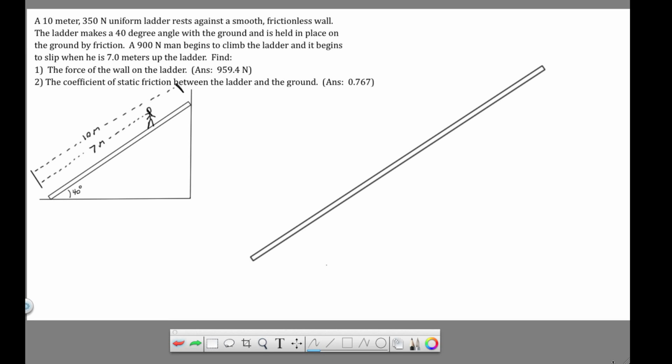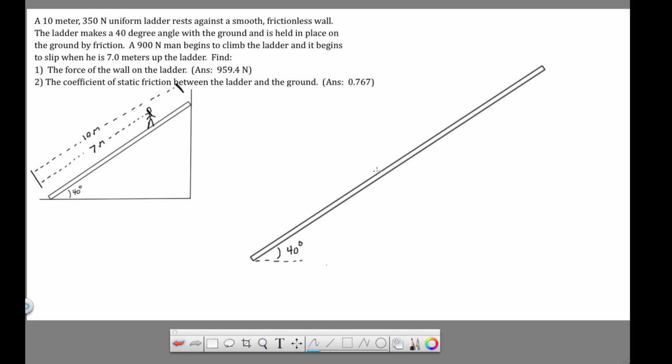All right, here we have a 10-meter ladder that's leaning up against a wall, and the angle that the ladder makes with the ground is 40 degrees. So off here to the left we have a diagram of the situation, and then here I just have a skinny little rectangle that we'll say is the ladder.